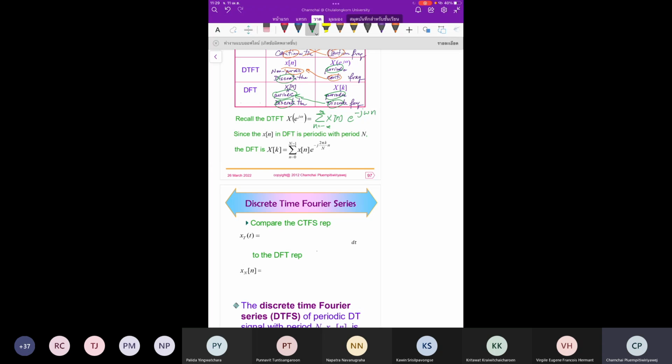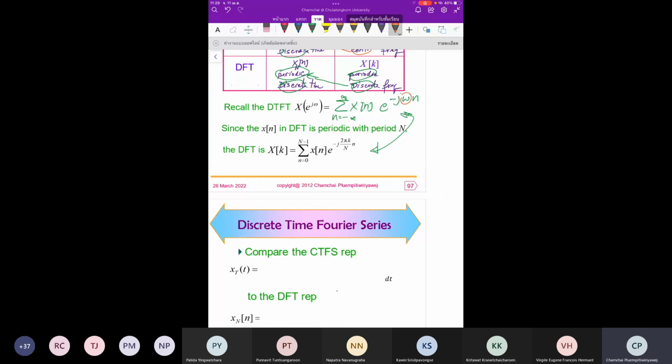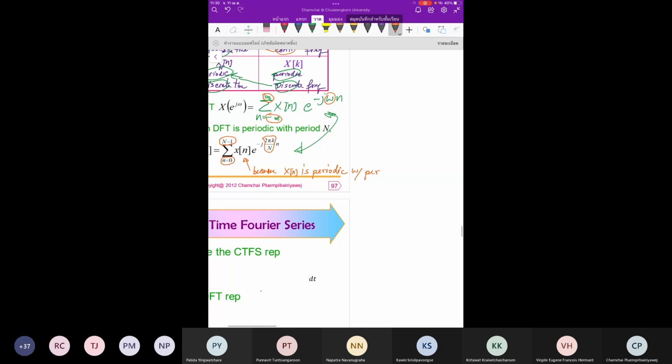Now we're going to derive the DFT. The DFT, X[k], is similar to the one above, except we change this ω into 2πk over capital N. And this n from negative infinity to infinity becomes n from 0 to capital N minus 1, because x[n] is periodic with period capital N.